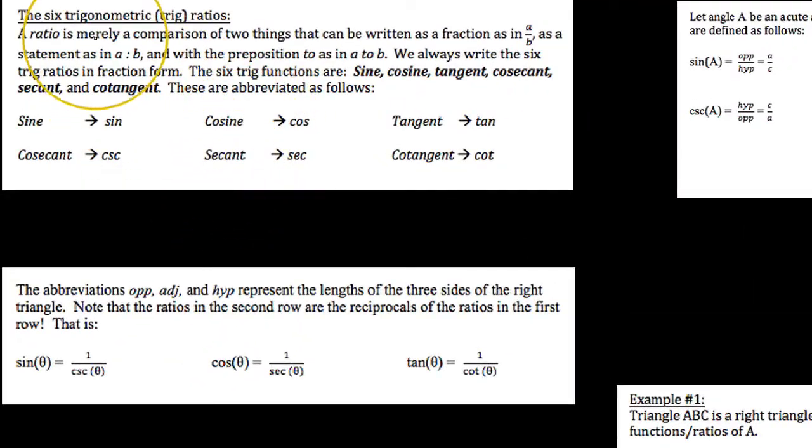In this video we're going to be discussing and defining the 6 trigonometric ratios that you've often heard so much of: sine, cosine, tangent, cosecant, secant, and cotangent, what they are. We're going to start by pointing out the fact that they are ratios.